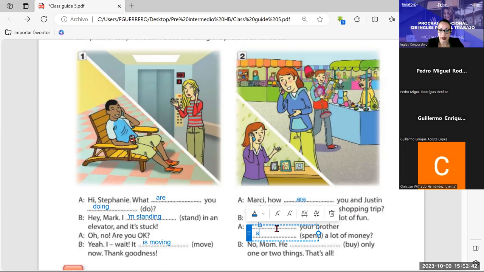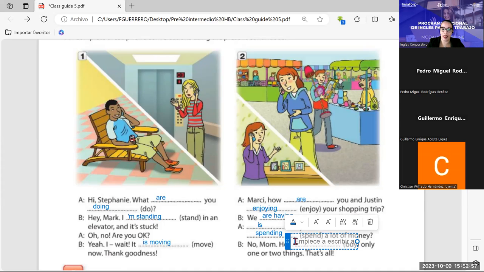Spending. Yes, spending. Is your mother spending a lot of money? No, mom. He is buying only one or two things, that's all. That's all. Okay, would you like to role play the conversations?